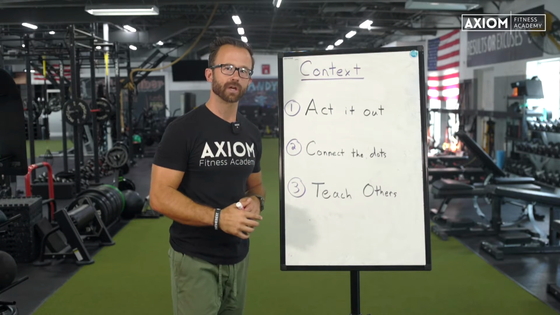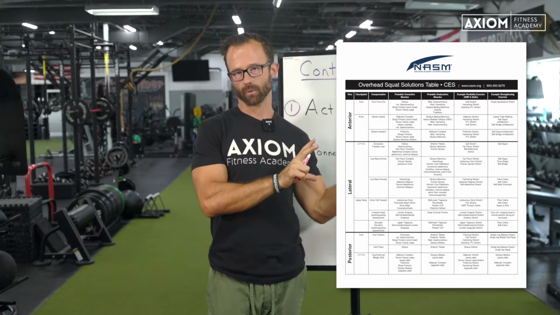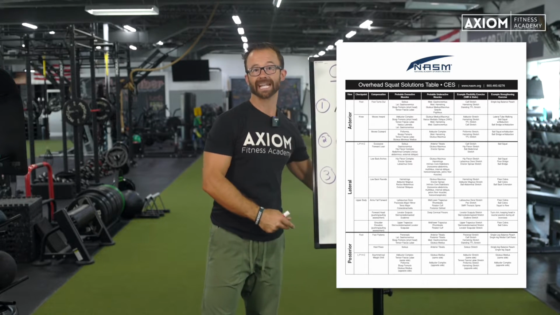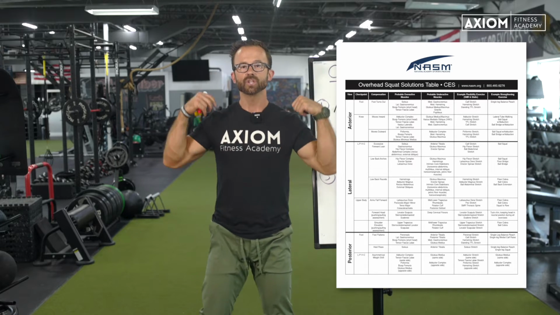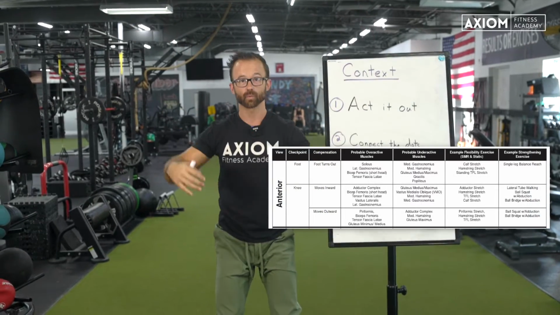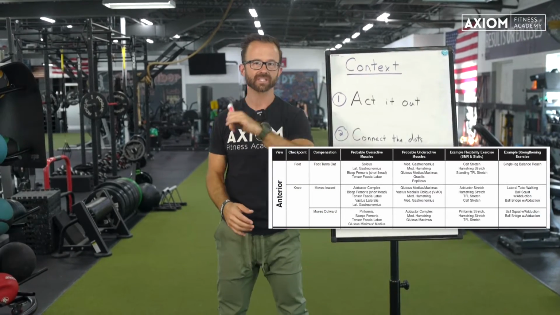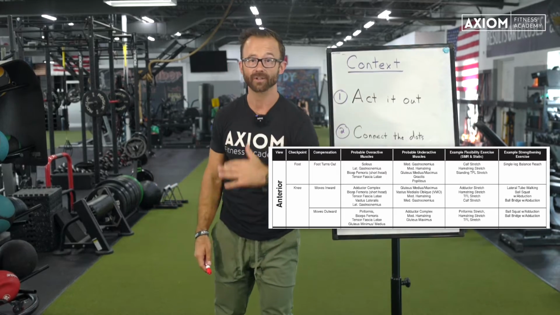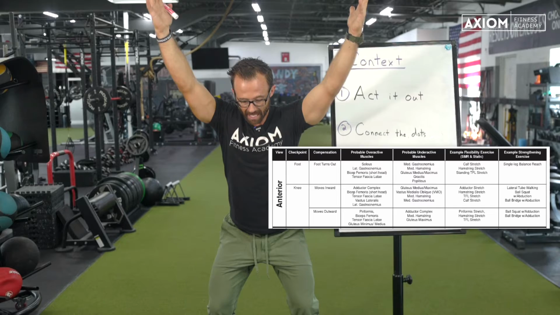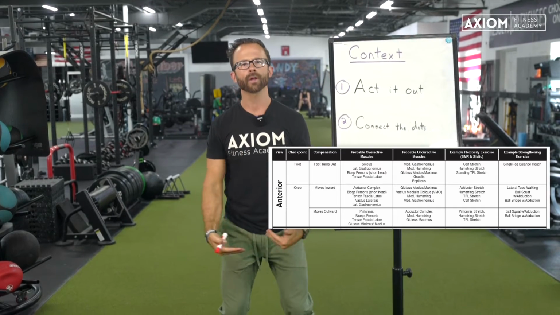So as you look at your overhead squat solutions table, let's say we look at one of our checkpoints. I'm gonna get real specific with our NASM material. Someone goes into the overhead squat, and one of our anterior view checkpoints is the knees. What's happening with the knees? Let's just say you get a question, or better yet, a client or yourself, and as they're doing the assessment, the knees cave in, whether it's one or both.